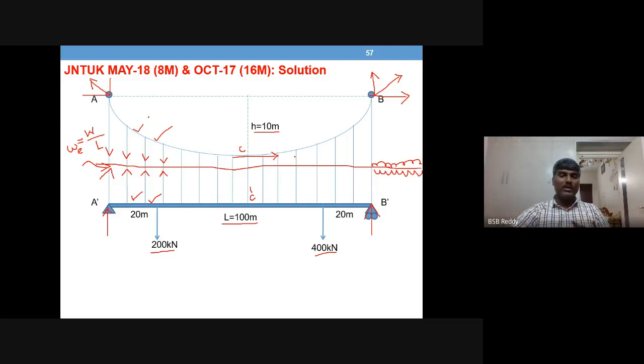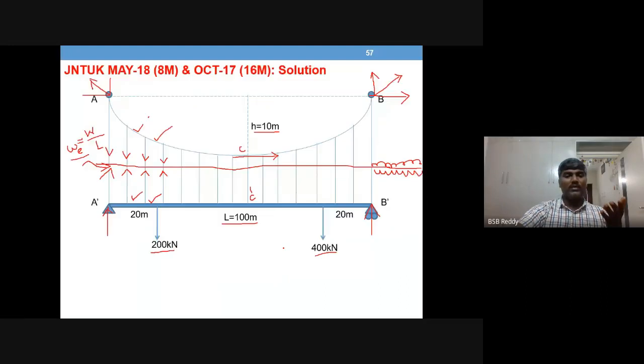So when you join the cables, you can't see it. Only when you take a section, you can see the internal force. That internal force is WE. So VA dash and VB dash are the unknowns in the girder. So use two equations, maybe sigma M0 and sigma Fy0. And if you are asked for shear force and bending moment, you just calculate it as a beam, just like a simply supported beam. So this is all about Unit 3, cables and suspension bridges.